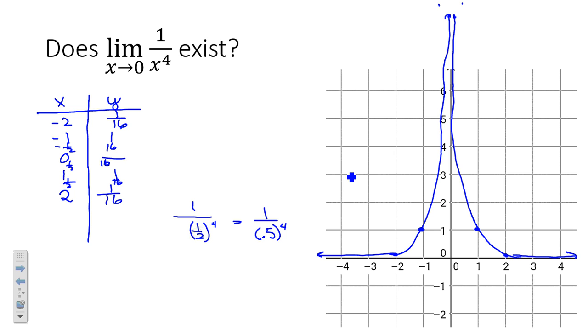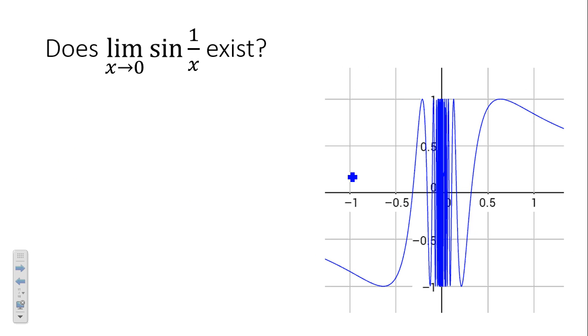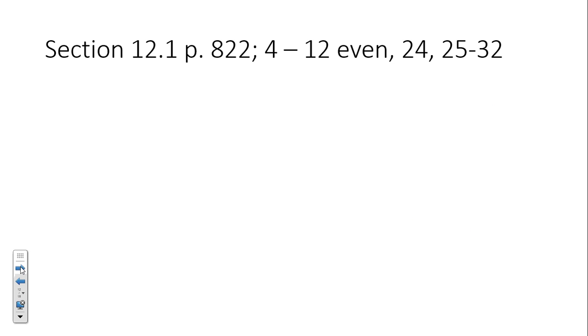Okay, so here's the last example. What do you think? Is the limit as x goes to infinity of 1 over the sine of 1 over x going to exist? It isn't, is it? Because it's oscillating. Positive, negative, positive, negative, positive, negative. Make sense? So there's no way that we can say that this is converging on a specific number. Okay? All right. So this is your assignment.